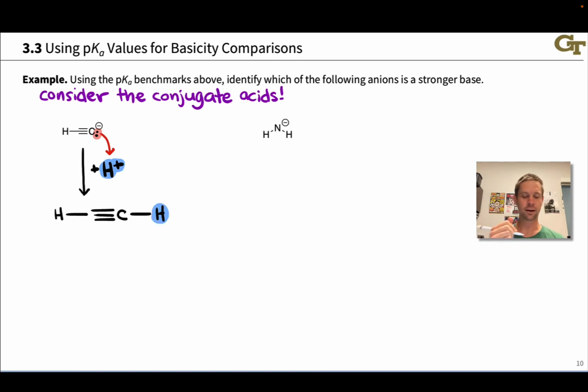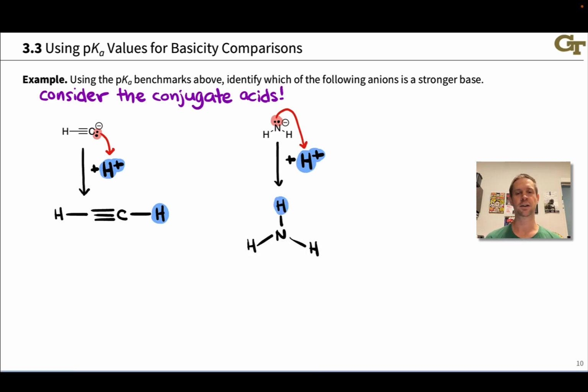So in this first case, we go from this acetylide anion with negative charge and an sp hybridized carbon to this neutral conjugate acid. And in the second case, well, that nitrogen has a couple of lone pairs actually, and one of those can be protonated. This gets us to NH3. Ammonia is the conjugate acid of this anion right here.